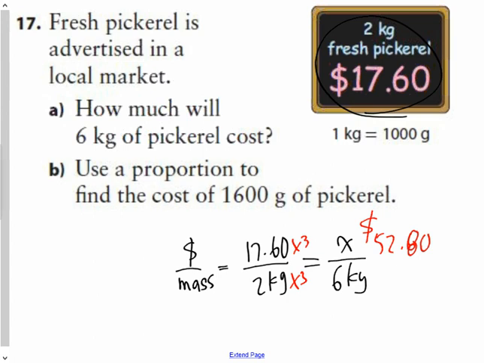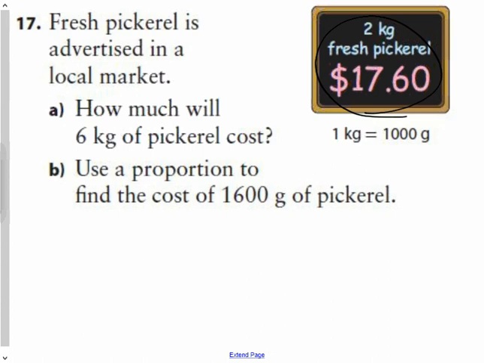And it says, using a proportion, find the cost of 1,600 grams of pickerel. So let's use B. Let's set up B like this. So we're going to put the initial $17.60 for 2 kgs.